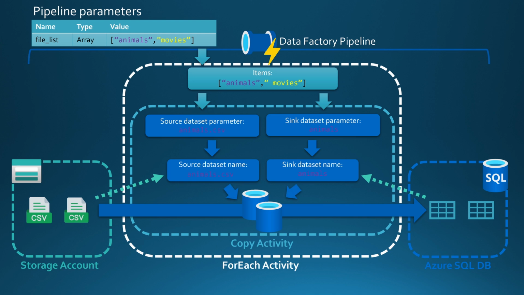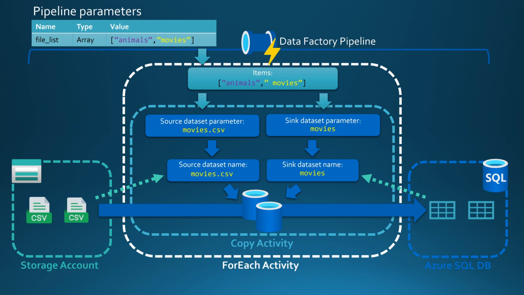After this copy has gone through, we are done with the first iteration of our Foreach loop. So we can start the second iteration, or these executions could actually be happening in parallel depending on our Foreach activity settings. And during our second iteration, we are just going to copy the movies.csv to the table called movies. And after this copy is done, we are done with our Foreach activity.